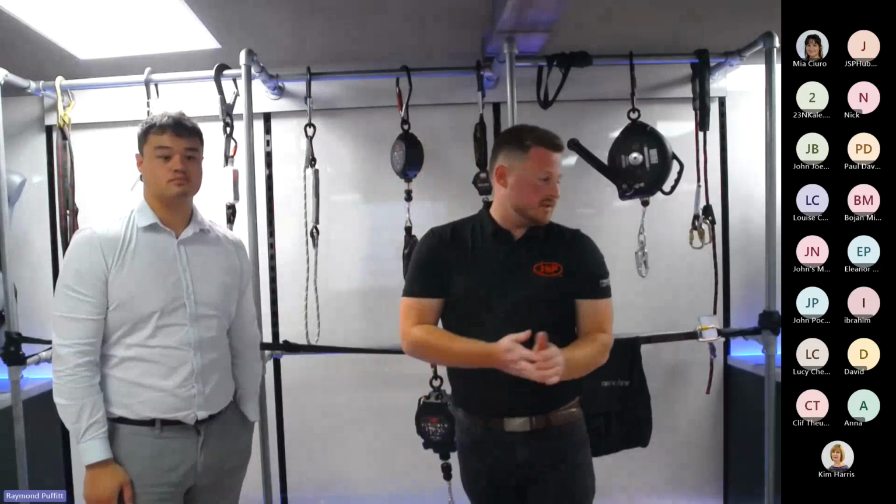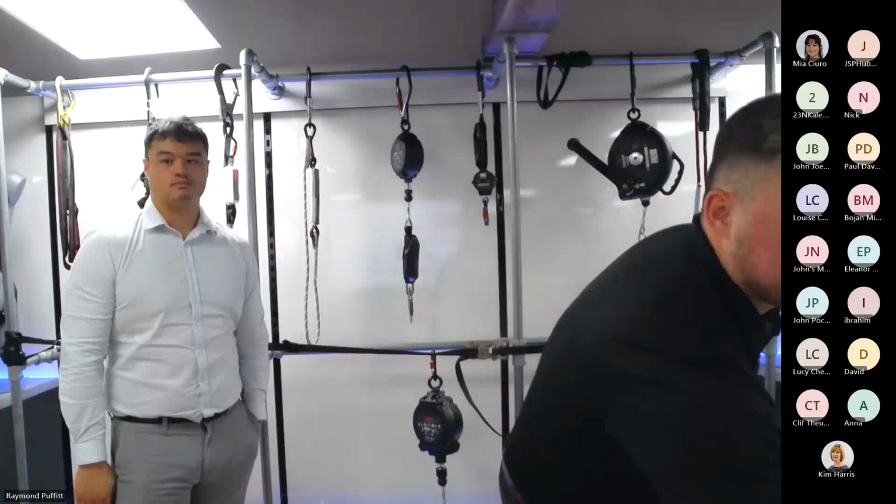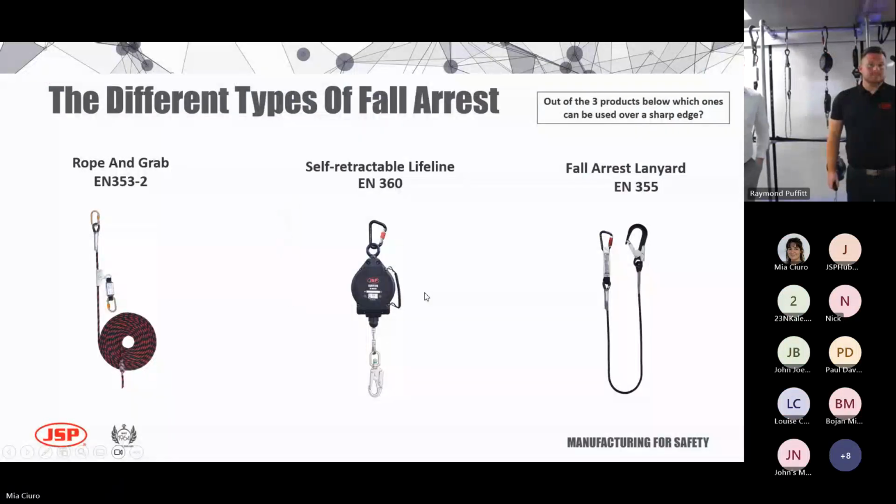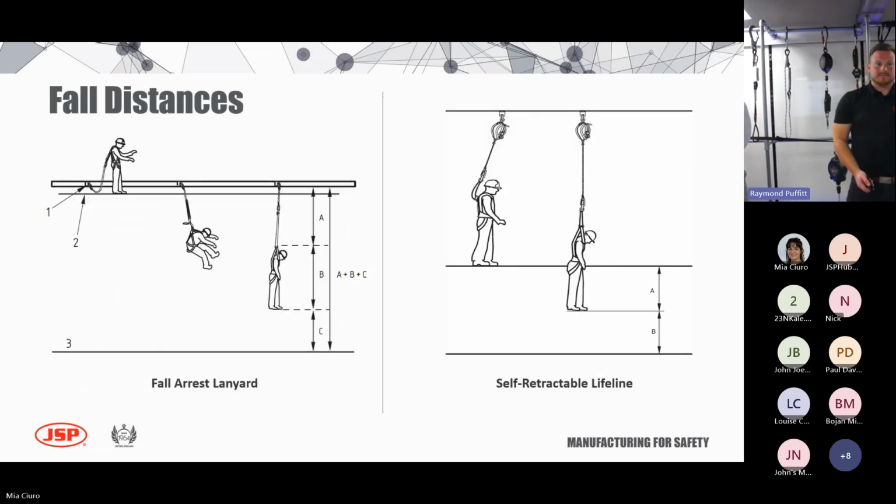If we could just pop the slides back up for me. Okay, so we can see it on the screen there. 3 types of fall arrest, obviously defined by their standards. So just as a reference, the fall arrest lanyard is 355, all retractable lines are 360, and rope and grab systems are 353-2 for temporary.